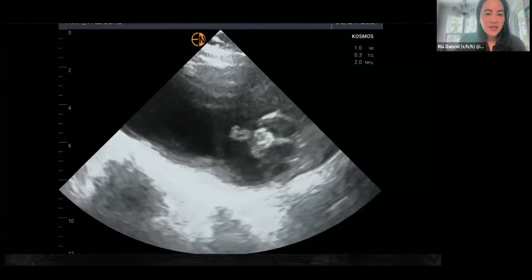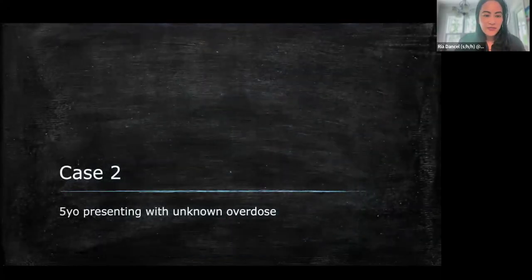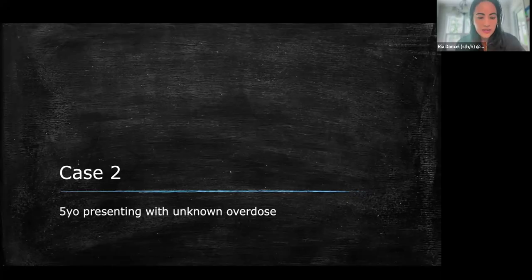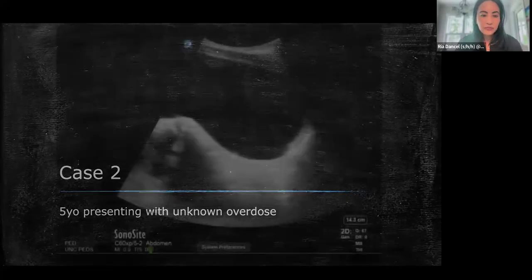This is an issue that we see not frequently, but not as infrequently as you would think. So the next case is a 5-year-old who is presenting with an unknown overdose. He's sleepy, pretty much obtunded, and bradycardic. Blood pressures are okay. Doesn't really do anything on my physical exam, except for when I'm palpating his bladder or his belly. He's trying to push me away, so maybe a little bit responsive to painful stimuli. So I take a look at his bladder.